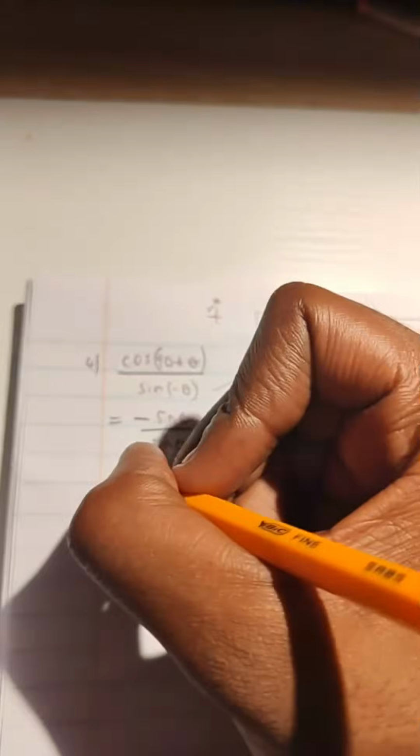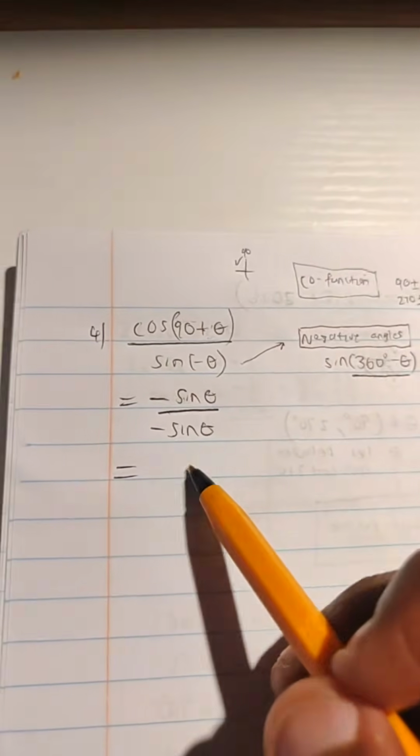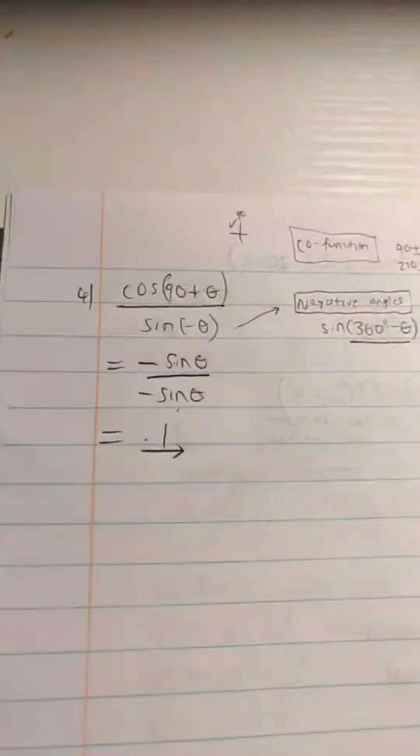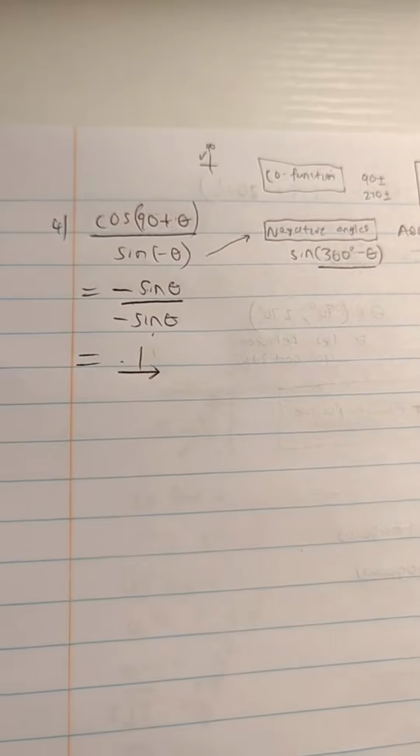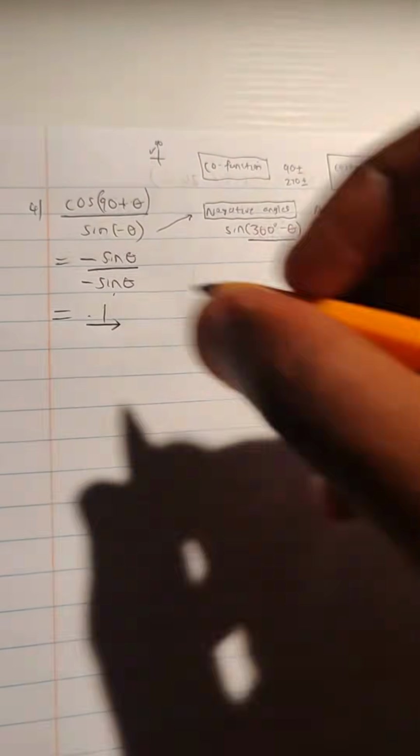So we have that. Negative divided by negative is positive. Sine divided by sine is 1. So our answer is positive 1. So cofunctions, not a problem, guys. Shouldn't be. Okay, 5.